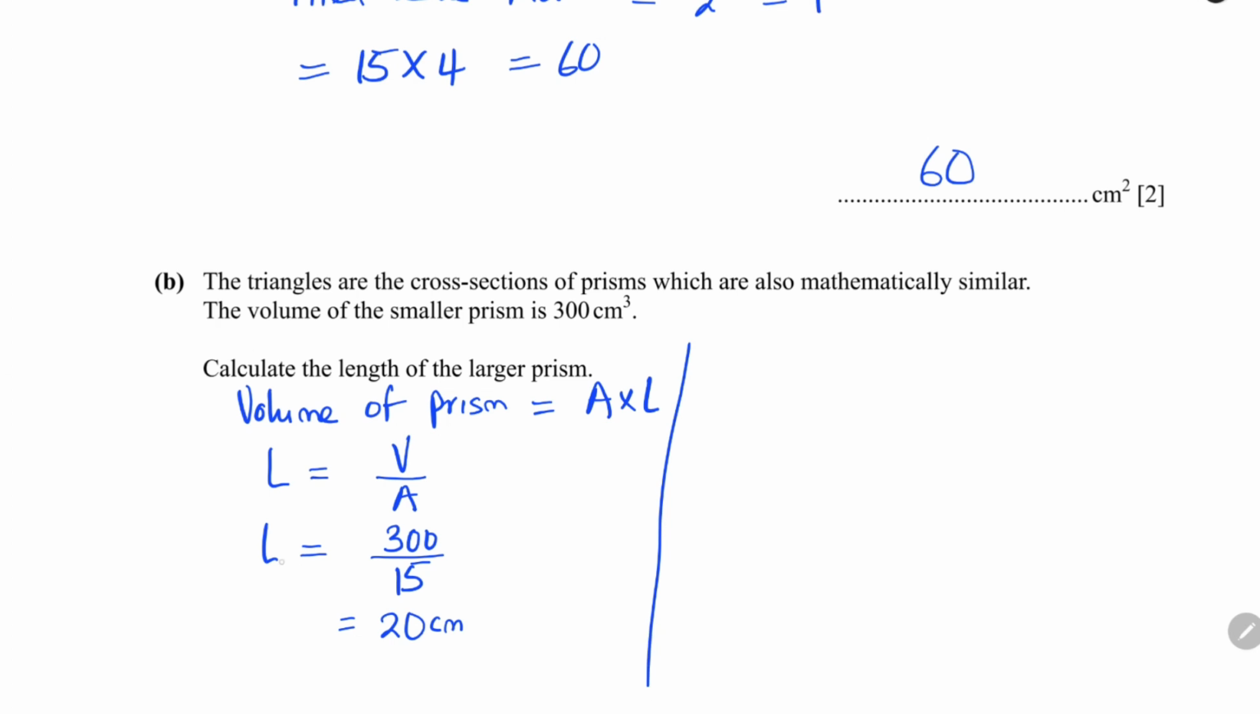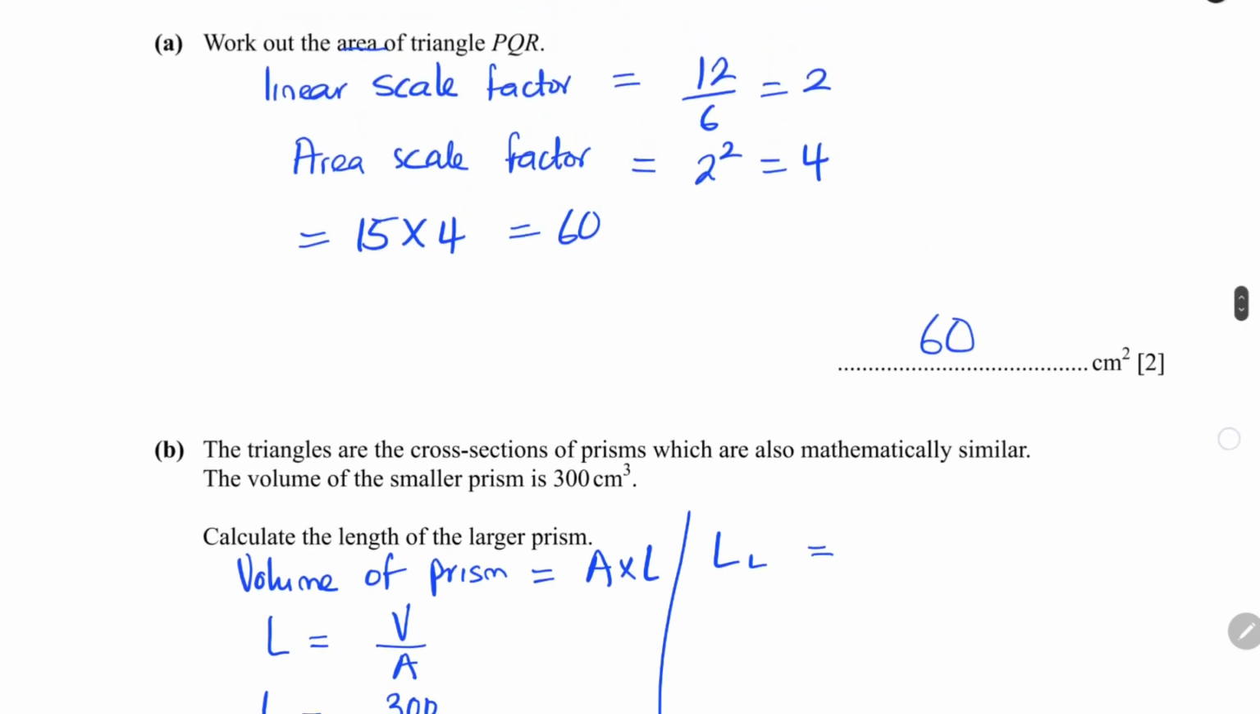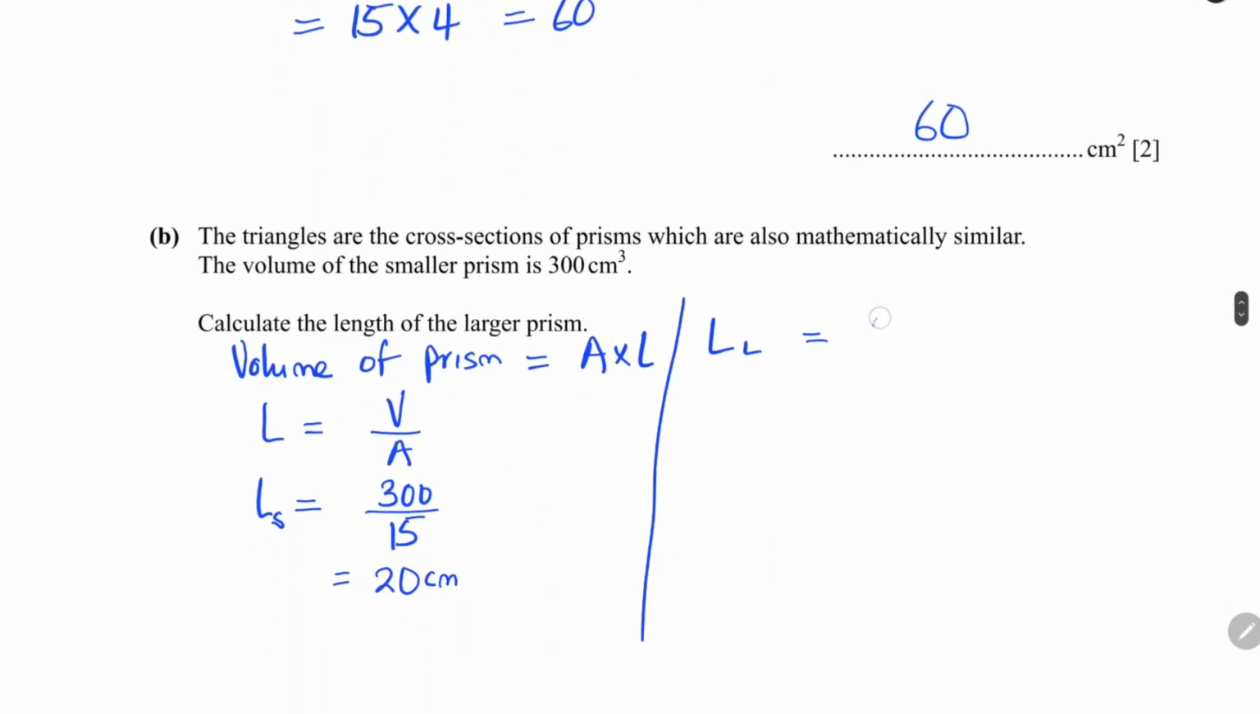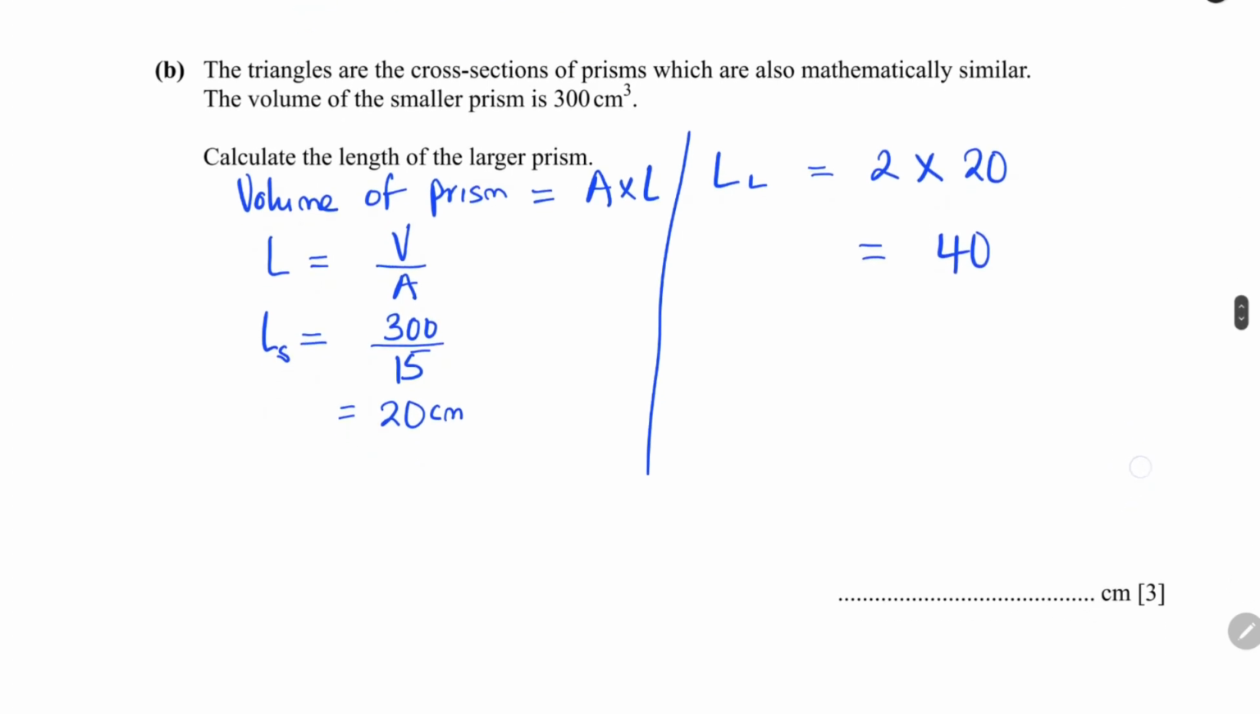Now, this is the length of the small one. The length of the large one will be the scale factor, which we worked out earlier as 2, times the length of the small one, which is what? 20, and that gives us 40. So the length of the larger prism will be 40 centimeters.